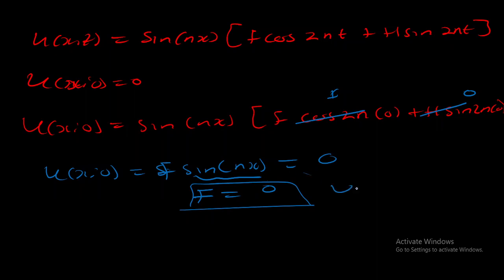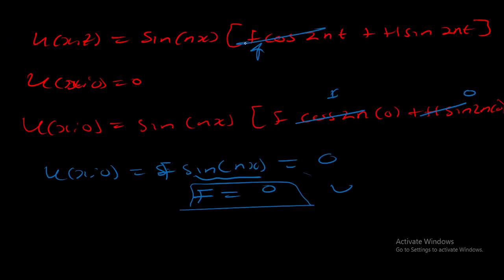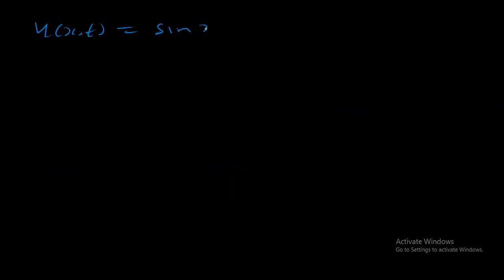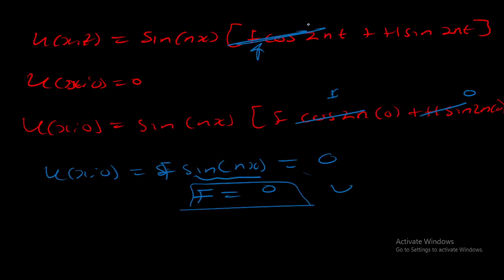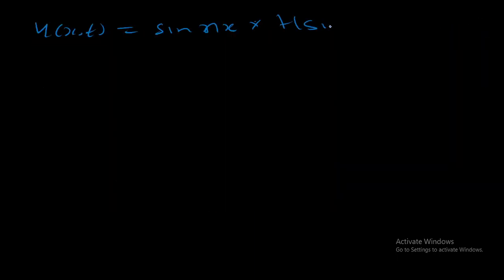Since now we have the value of f, we have to substitute it where? Back here. If we substitute f to be 0 here, it means that this whole guy is going to die. So we'll be left with the function u of x,t, which is equal to what? This guy is dead. It means sine nx multiplied by what? h sine of 2nt. Okay, cool. We are here.